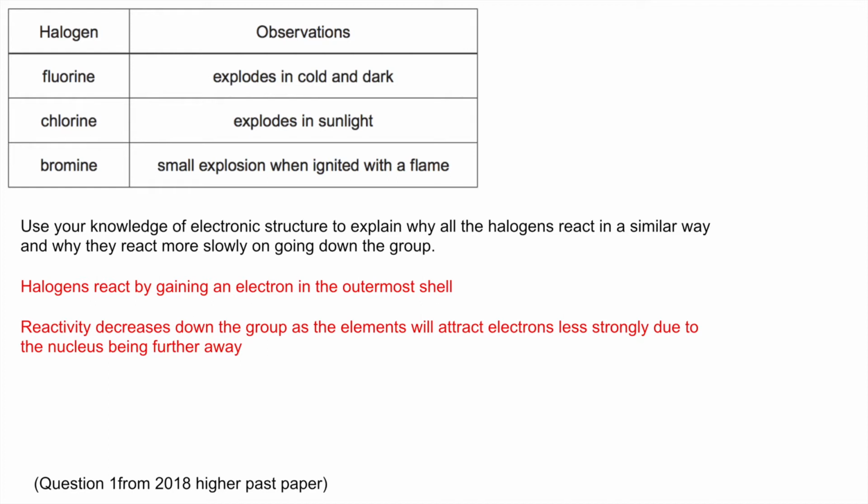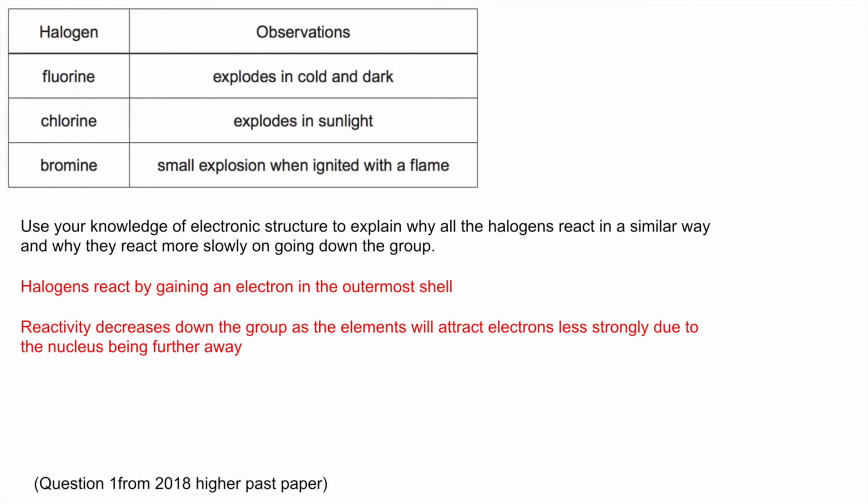Now, given the table here, you are shown the reactivity of halogens with iron wool. Fluorine itself will explode in the cold and in the dark, whereas chlorine explodes in sunlight, and bromine is a small explosion with an ignited flame. We are asked to explain why the halogens react in a similar way and why they react more slowly going down the group. Well, the halogens will all react by gaining an electron in the outermost shell, as they all have 7 electrons, as they are group 7 elements. And they want to gain that electron to become more stable.